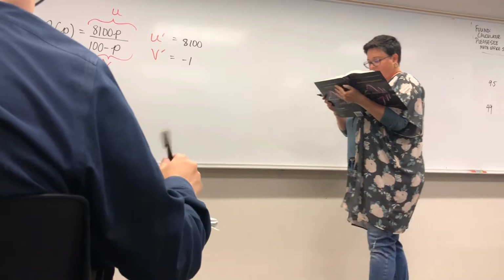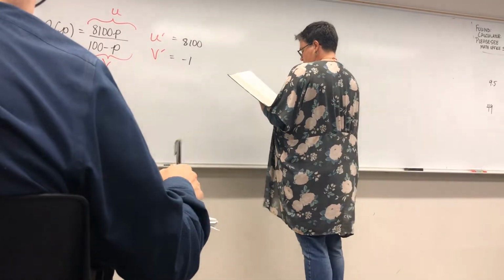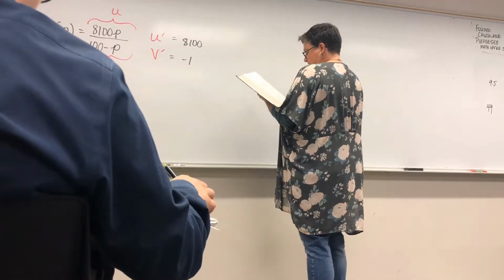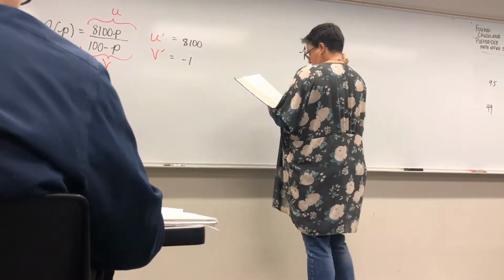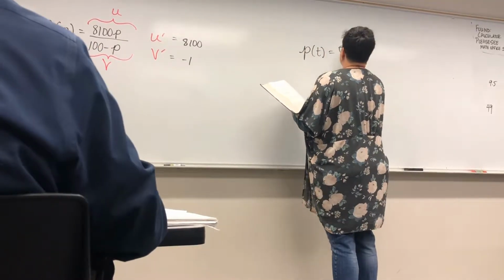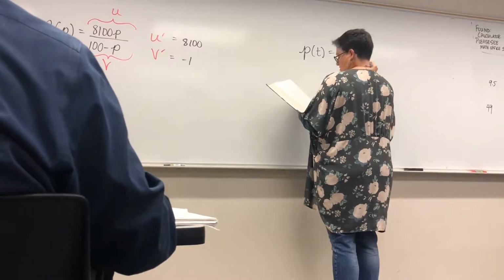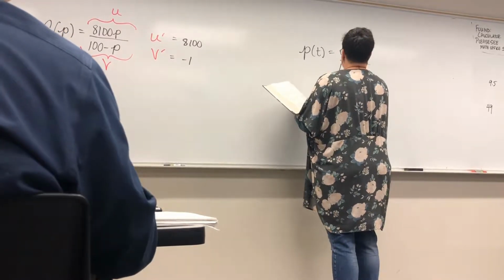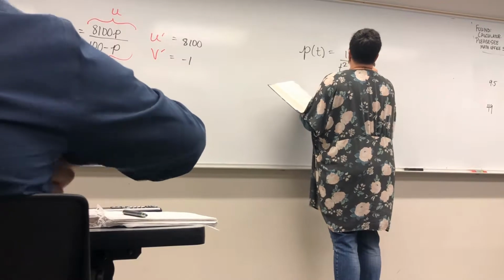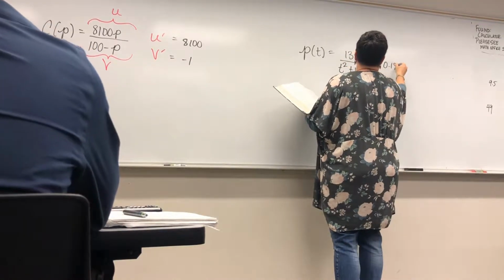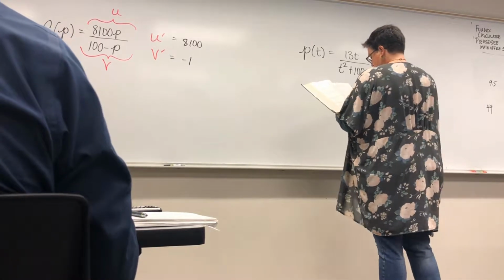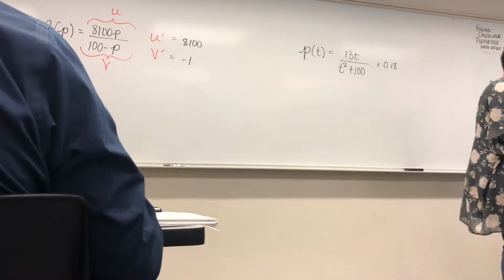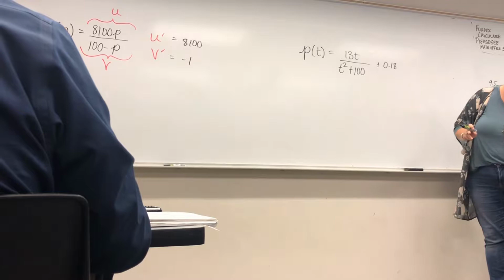Candidate recognition. Suppose the proportion P of voters who recognize a candidate's name T months after the start of the campaign is given by P of T equals 13T divided by T squared plus 100 plus 0.18. Find the rate of change of P when T equals 6 and explain. I'll do that one. And the others you guys can do on your own.